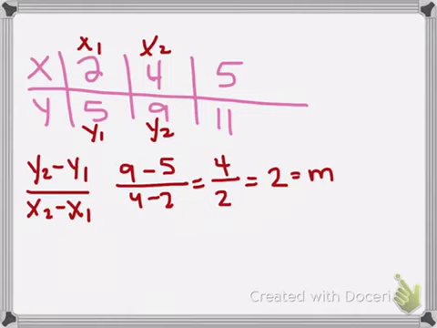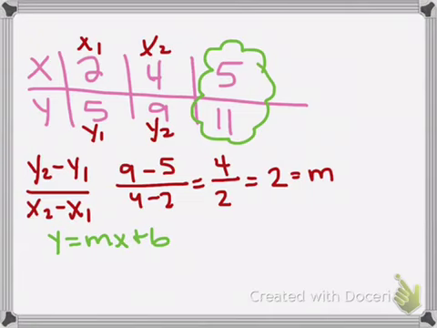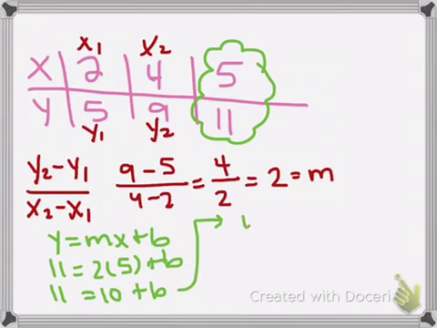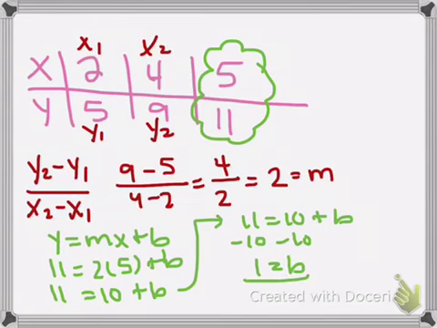Now I need to find the y-intercept. How do I do that? I need to write y equals mx plus b, and I need to find a point to plug in. I'm going to use (5, 11) and plug that in. The y value is 11. What is my m? 2, that's the slope we just found. What is my x? 5, plus b. Now we need to solve. 2 times 5 is 10, so I get 11 equals 10 plus b. How do I get rid of this positive 10? Subtract 10 from both sides. 1 equals b. So I have my y-intercept and my slope.